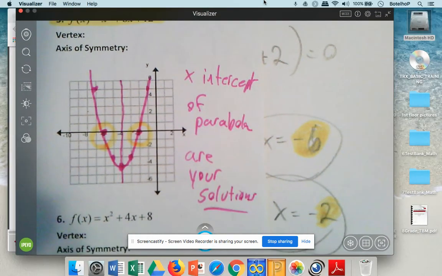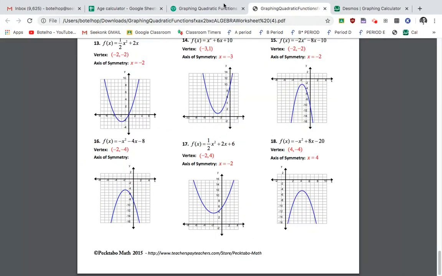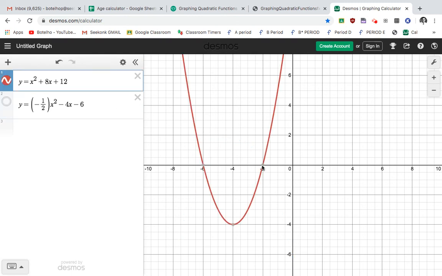So to see it a little bit better, I had it set up in Desmos here. Where's my Desmos? Yeah, right here. Boom. So then I go here, here, and I now highlight it. See, there are my solutions here. -2 and -6. Those are my solutions to this parabola.